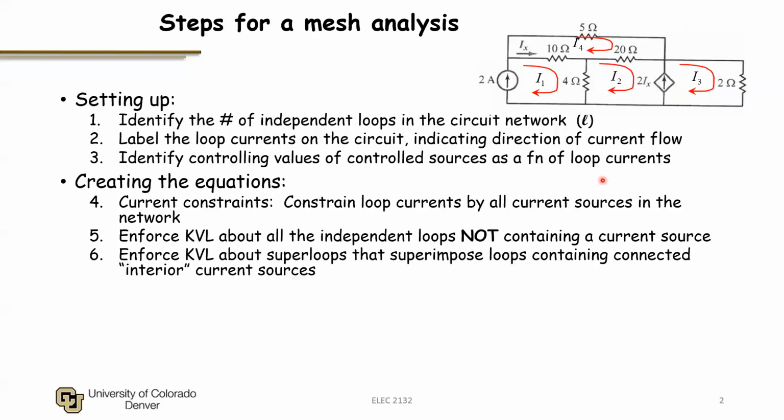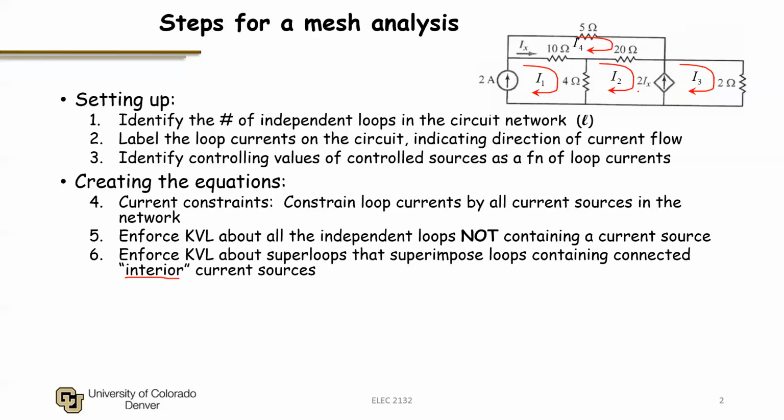Next, we would enforce KVL about a superloop that superimposes loops containing connected interior current sources. What we mean by an interior current source is a current source which has more than one loop current flowing through it. If there's only one loop current flowing through the source, such as this 2 amp source, which only has I1 flowing through it, that is not an interior source. So I would not need a superloop containing that.